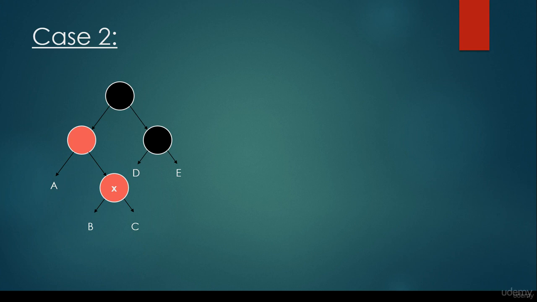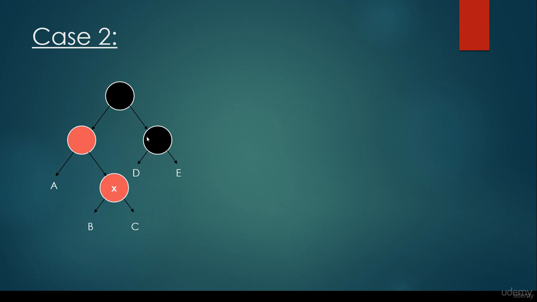In this situation, as you can see, we have this node X we have inserted, it is a right child of a left child, because this node X is the right child of the parent and the parent is the left child of the root node. As you can see in this situation, the uncle of node X, which is this node, has the color black. In the case 1 situation, it had the color red.